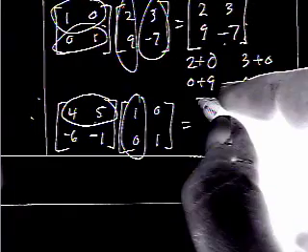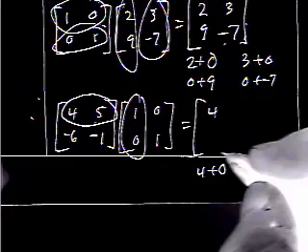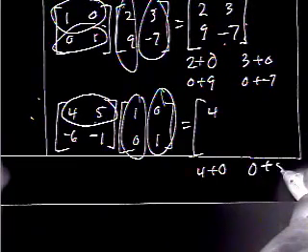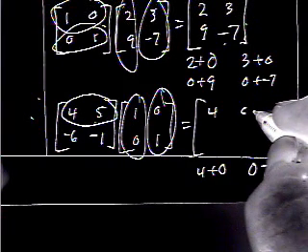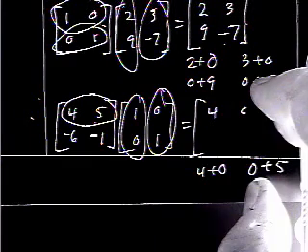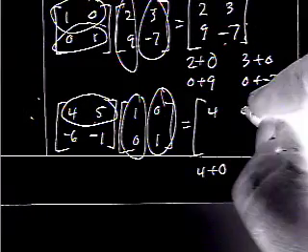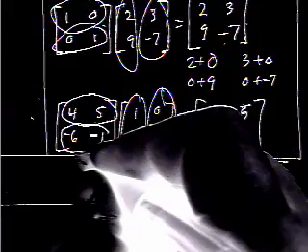Okay, multiply these two together, we get 4 plus 0. Row 1, column 2, 0 plus 5. Wait a second. Did I just do something wrong? Okay, had a senior moment, even though I'm only a junior. Ha! So 0 plus 5 is 5. I'm alright. You can't hurt me.